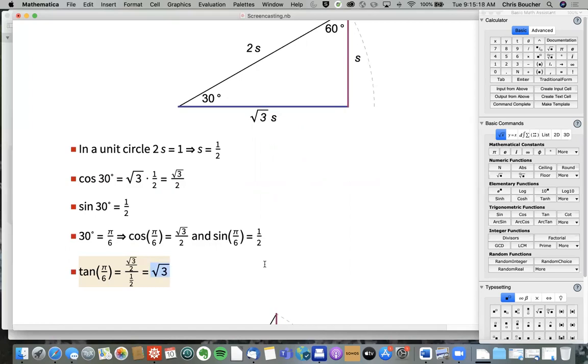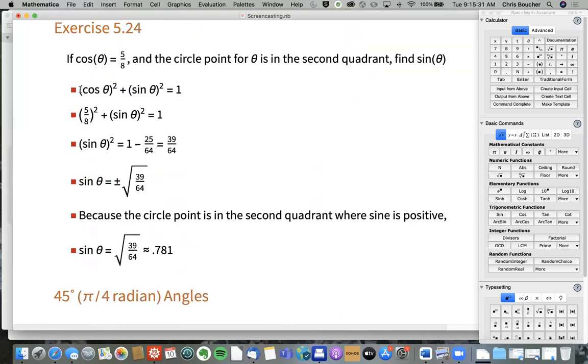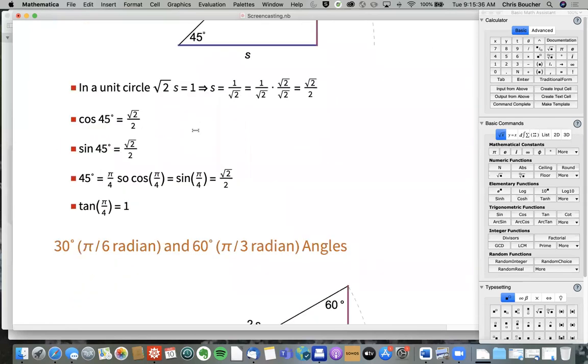Again, the bottom line is, if you know either sine or cosine, you can figure out the other two, right? Because if you know one of them, you can always use the Pythagorean identity to figure out the other one. And if you know sine and cosine, then you get tangent for free because it's just the ratio of the two.